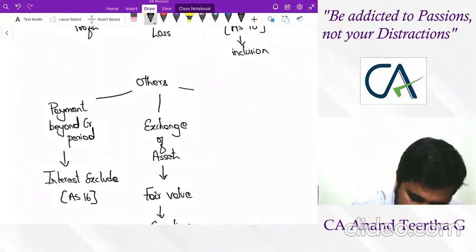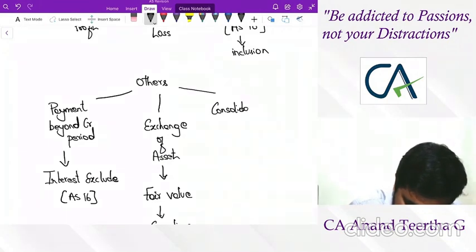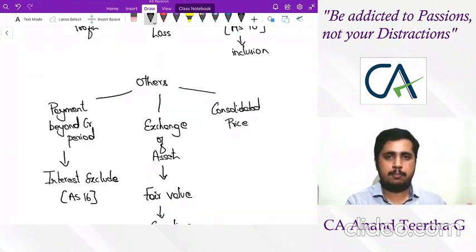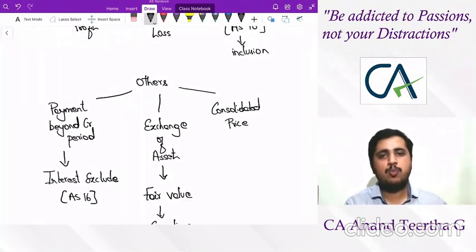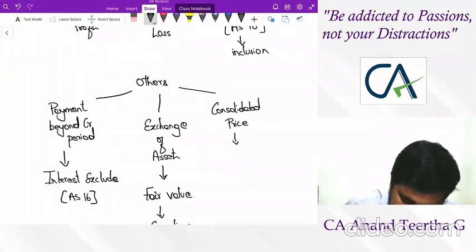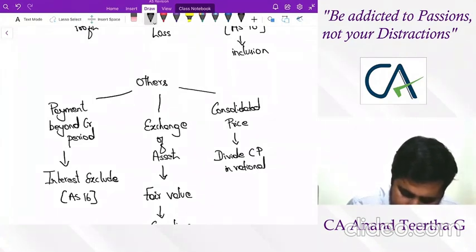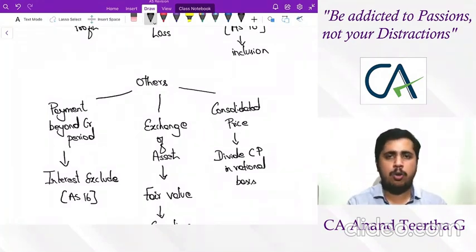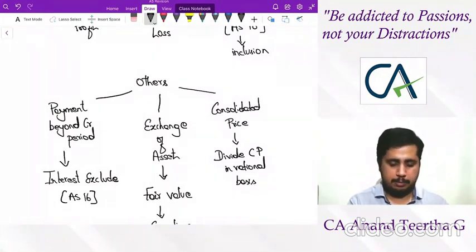Now the third one: what happens if you purchase everything at a consolidated price? One total price is presented by the supplier which contains more than one PPE element. At that time, how do you consider the calculation basis? For that we say divide the consolidated price on a rational basis. Maybe according to the fair value of individual assets, you divide the consolidated price among all those assets. So that's how it is supposed to be done.